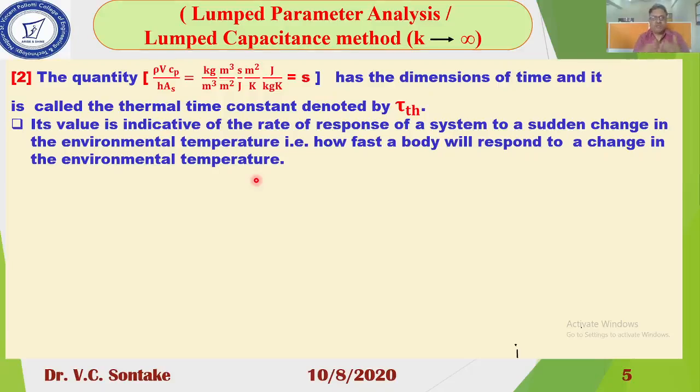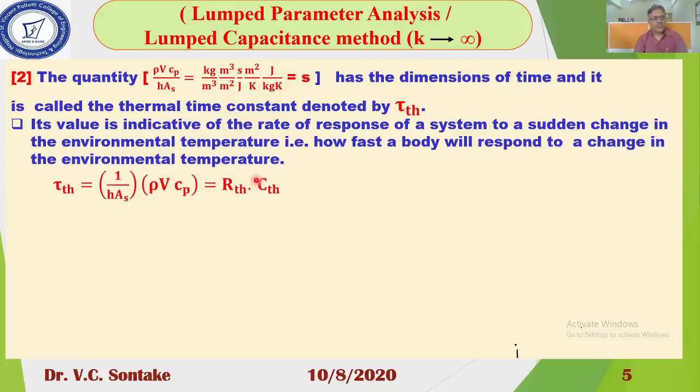So if the thermal time constant value is high, the body will respond slowly to the change in the temperature of the surrounding, and if the thermal time constant value is small, the body will react or respond rapidly to sudden change in the temperature of the surrounding.